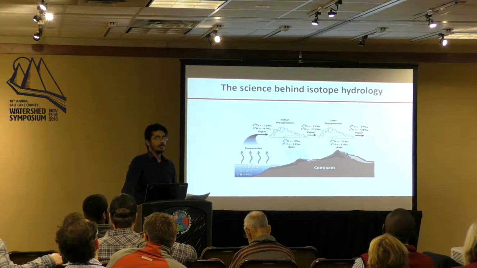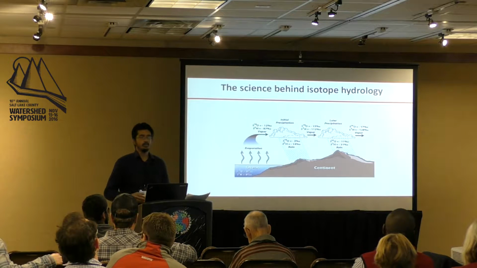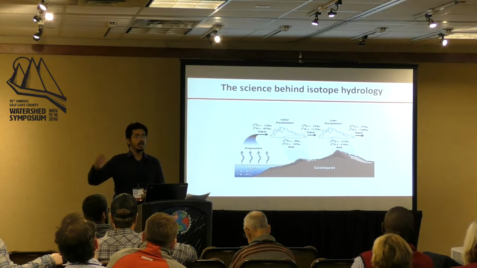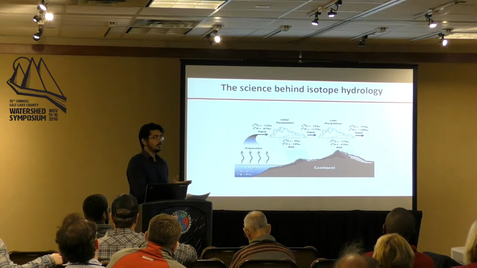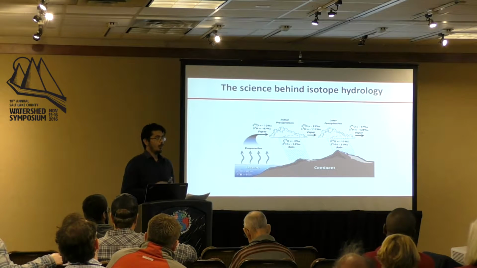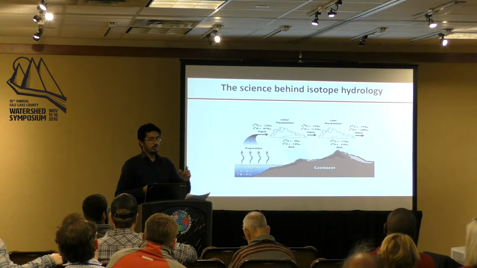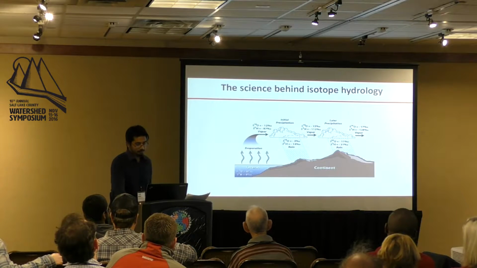So for example, if you have two samples, one is from Red Butte Creek and one is from Great Salt Lake, and we don't know which one is from what. If we measure their water isotope ratios, we can tell that, okay, this sample is from Great Salt Lake and this sample is from Red Butte Creek.